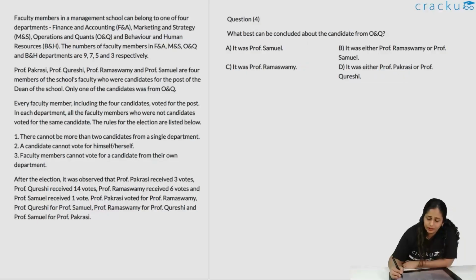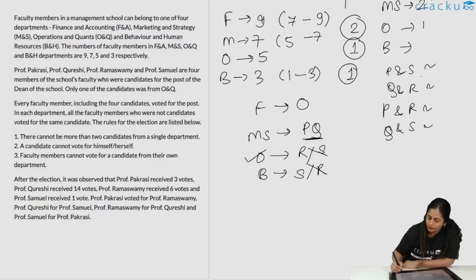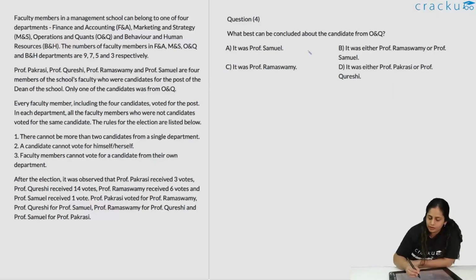What best can be concluded about the candidate from O and Q? Here I cannot assume the information from the previous question. So the candidate from O and Q is either R or S. That is what can be concluded. It is not necessarily Samuel. It can be Samuel or Ramaswamy. It was either Professor Ramaswamy or Professor Samuel. This is the correct answer because it is either R or S. So the correct answer is option B.